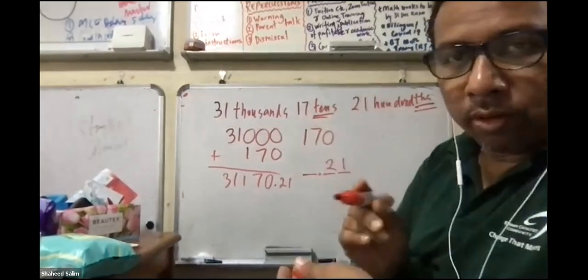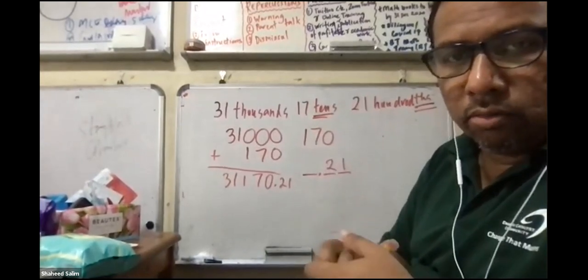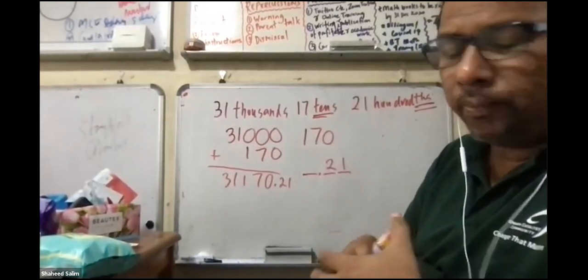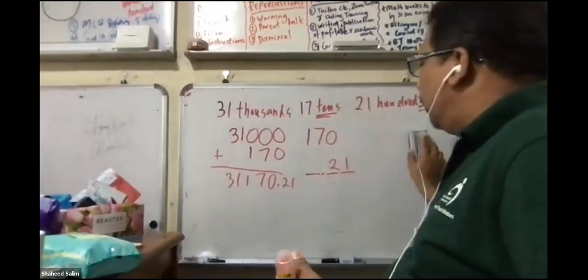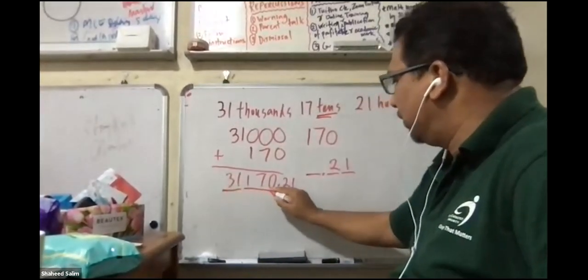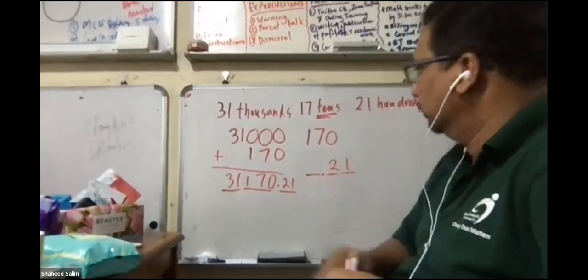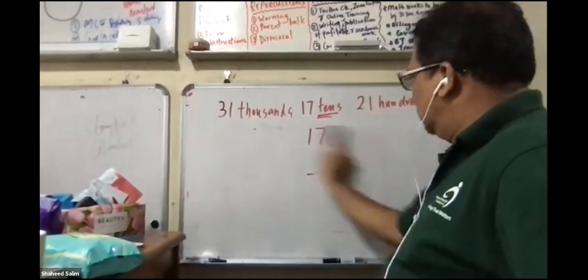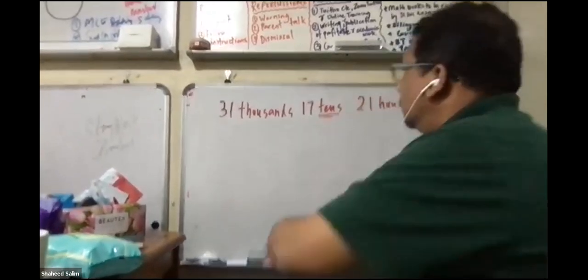We will try one more time, all right? Shalina, okay now, you understand? Okay, we try again, one more time. So this is the answer, 31,170 and 0.21. Okay, here we go.